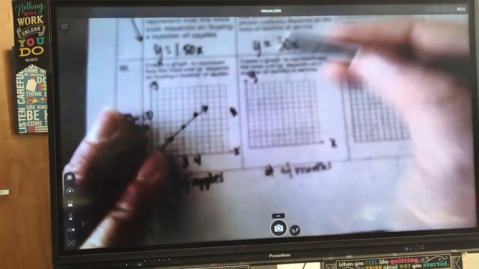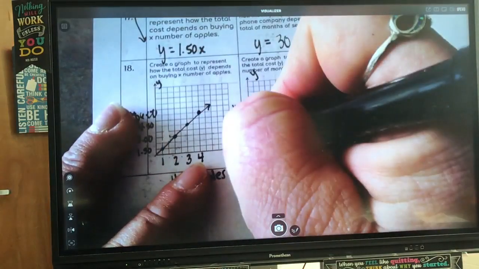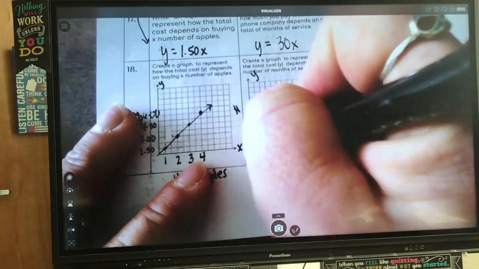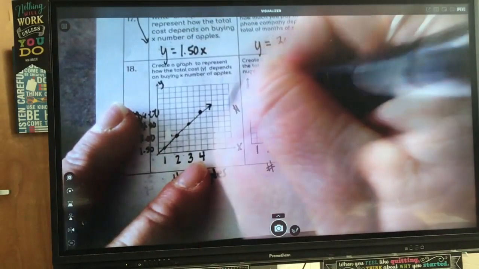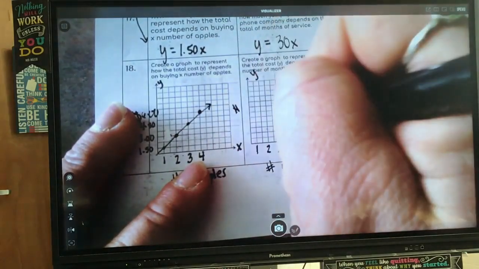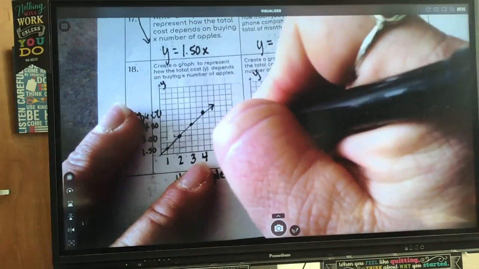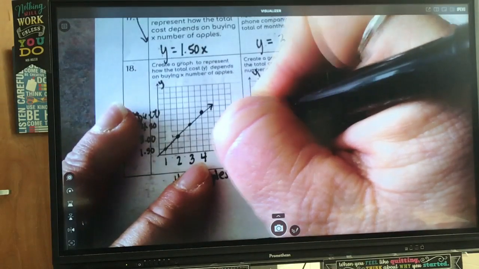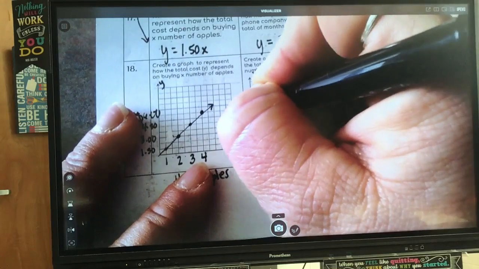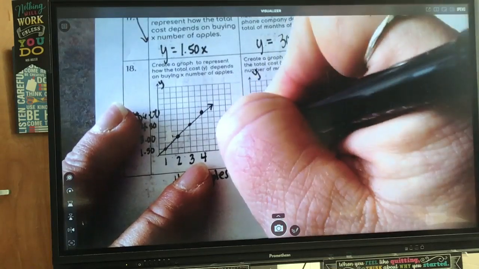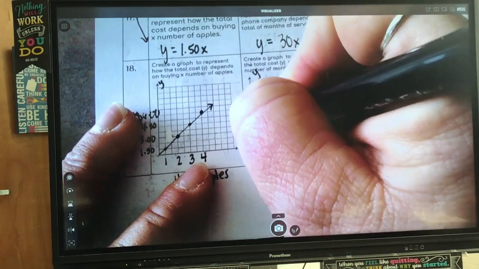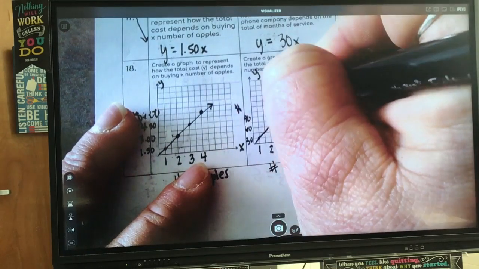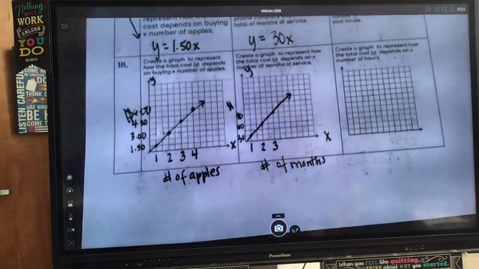Alright, so based off of the numbers on my chart, I'm gonna put a 1, skip a line, put a 2, skip a line, put a 3. Same thing on the going up, I'm gonna start on that first line, I'm gonna put 30. Skip a line, put 60, skip a line, put 90. And that is what my line should look like.